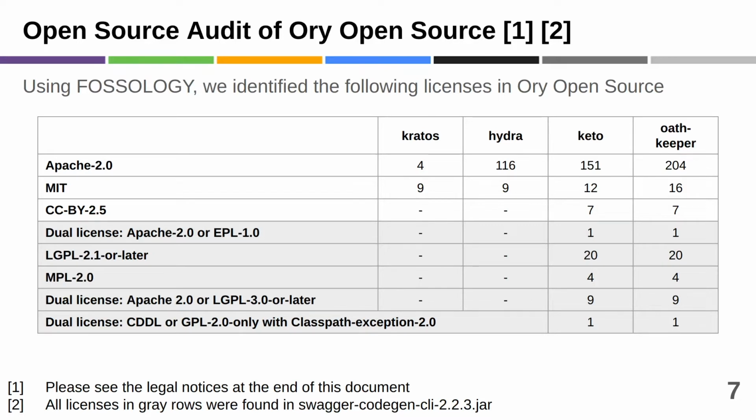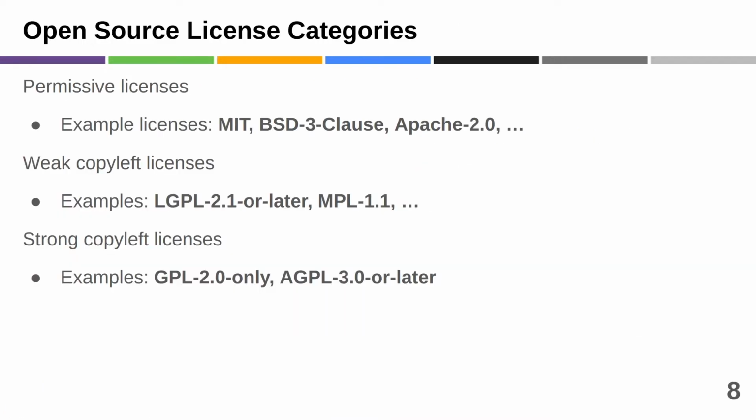So we can say that looking at the white rows, the licenses of the Ory open source are through and through permissive licenses, which means that there is no copyleft effect by which any vendor who uses Ory open source might have to provide their own additional source code to their customers, but only permissive licenses which require in general attribution, saying whose code you're using and so forth.